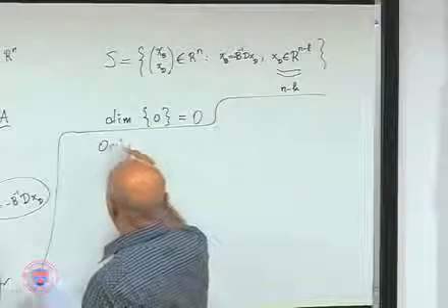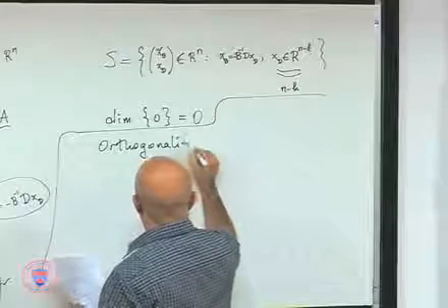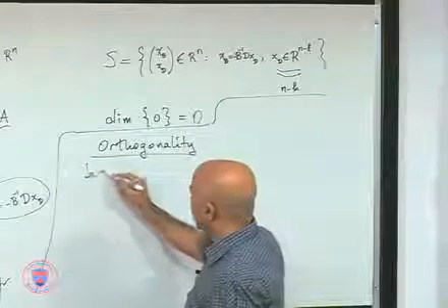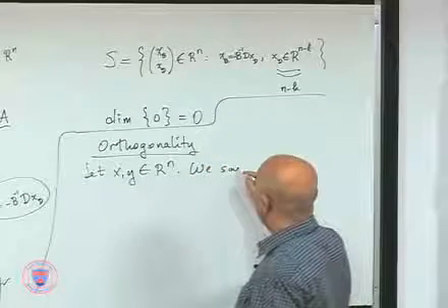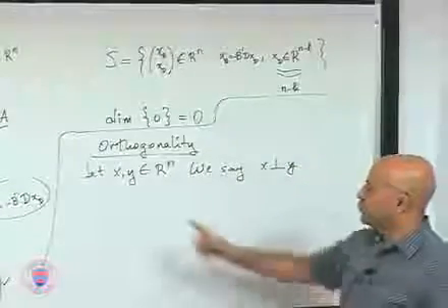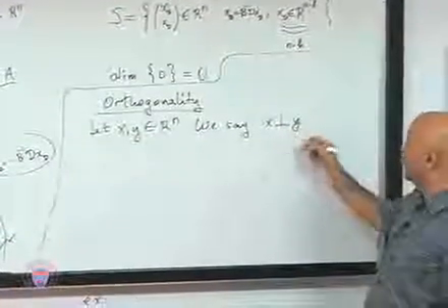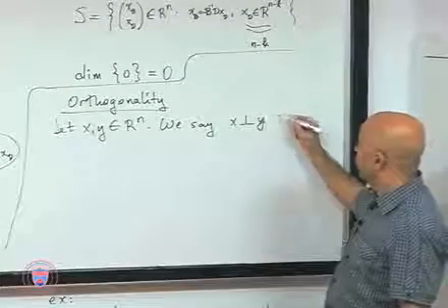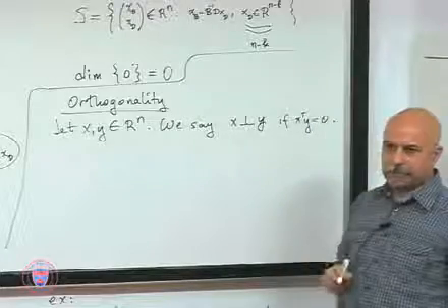Okay, let's continue with orthogonality now. If you have two points in n-dimensional space, we say x is orthogonal to y, or y is orthogonal to x, it's symmetric, if their dot product is 0. Okay?